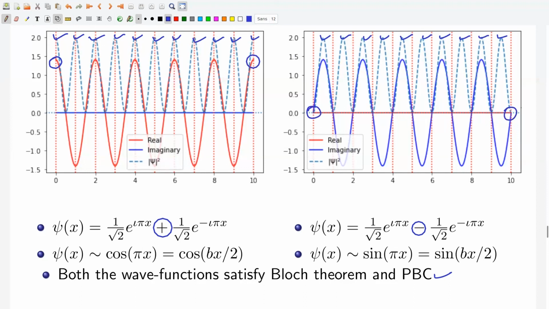Clearly, the first wave function is cos of pi x. If we write in terms of the reciprocal lattice points, we can write it as cos bx by 2. On the other hand, the second wave function is sin bx by 2. We get the wave functions in this form because of complete reflection at the Brillouin zone boundary. In the next lecture, we shall discover the link between such wave functions and band gap.